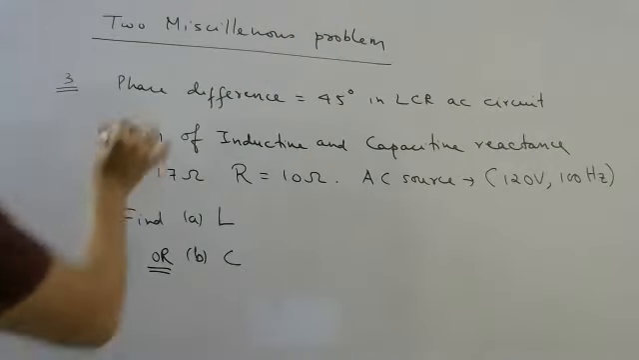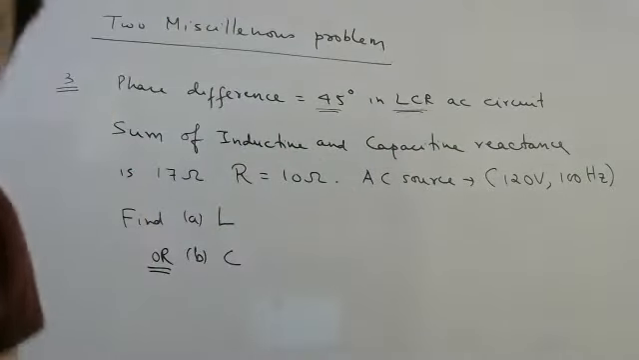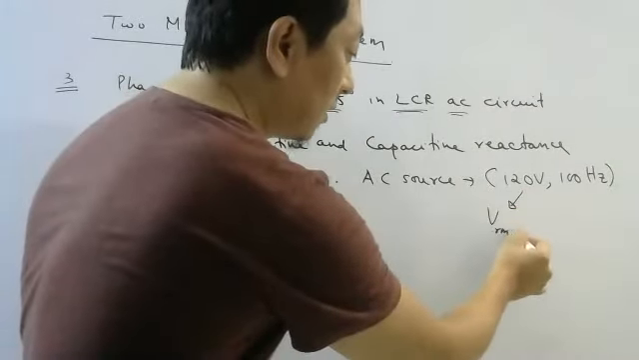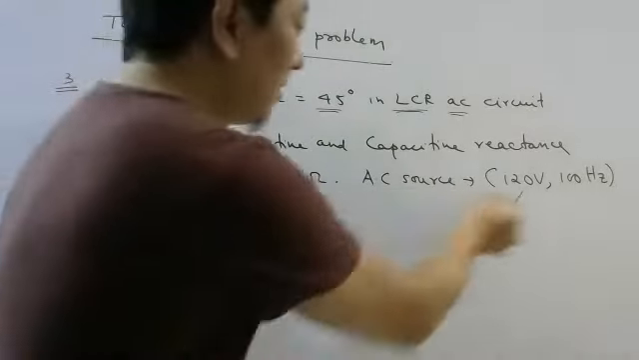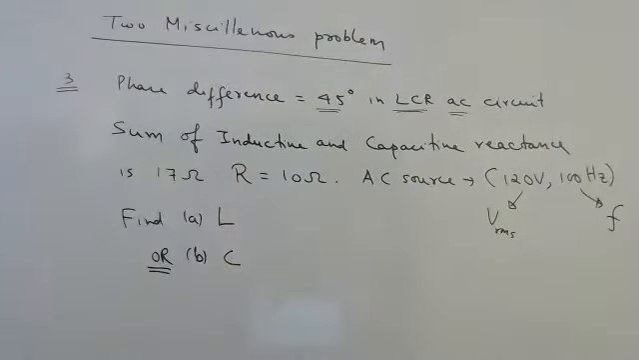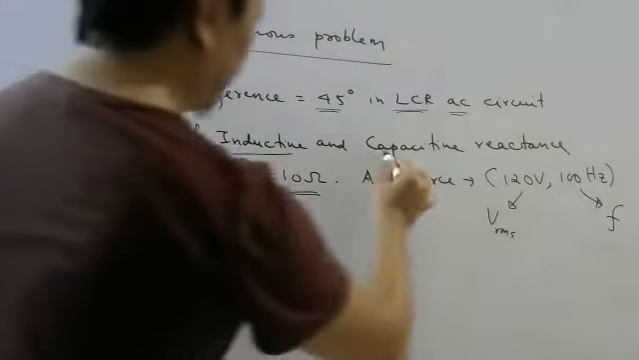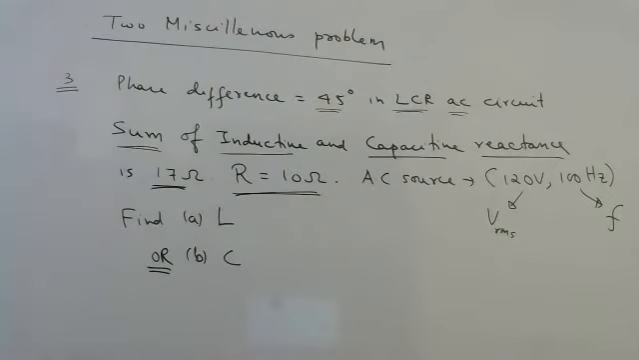So let us see again. Phase difference is given 45 degree in LCR circuit. It is what kind of circuit? AC circuit. AC circuit will always have some voltage, which is VRMS. Every time 220 they will not give. Whatever they give, you have to write down. So AC source has voltage 120 volt VRMS and frequency 100 hertz. Resistance value they have given. And they have told the sum of inductive and capacitive reactance is 17 ohm. Using all this information, you have to find L and C. So let us start.